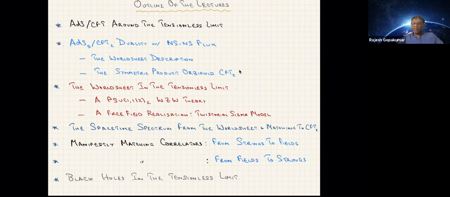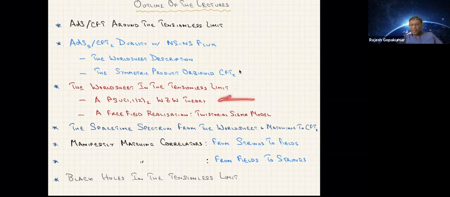So this will be the case of string theory with pure NSNS flux. And this is a very nice tractable example of AdS/CFT, where one can have a first principle stringy description. I will review some of that, and also mention some of the salient facts about the symmetric product orbifold. But we'll mostly be approaching things from the string theory side. So I will talk about what this tensionless limit looks like for this particular example.